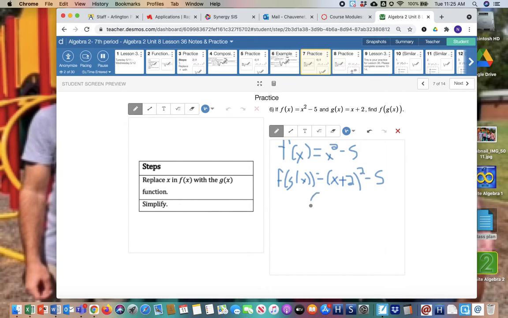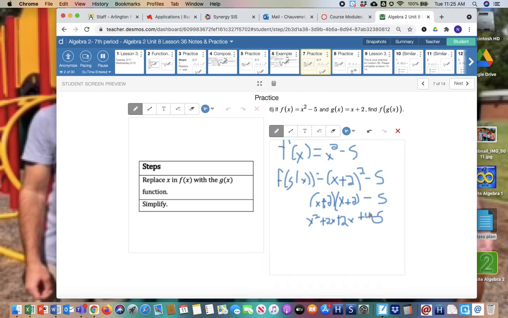Again, what does it mean to square something, right? You got to multiply it by itself. So I'm going to do x plus 2 times x plus 2. And then you keep bringing down this minus 5. And now you're just going to multiply that through like we did before. X times x, x squared. 2 times x, 2x. X times 2, 2x. 2 times 2, 4. And then bring down the minus 5.